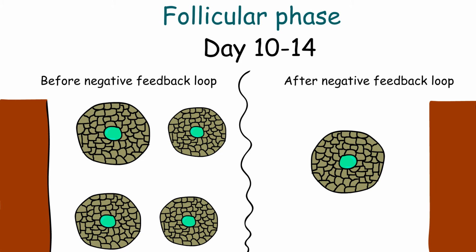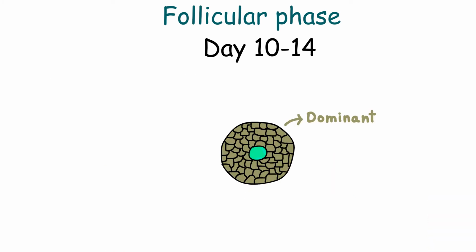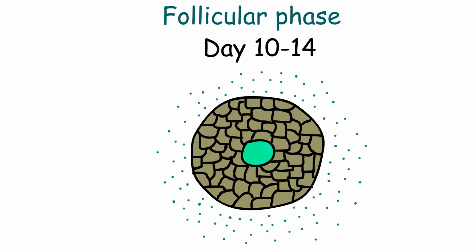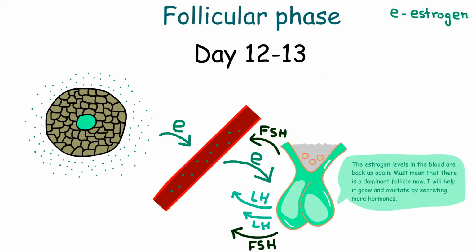But the one follicle with the highest number of receptors for the two hormones continues to grow and becomes the dominant follicle, which will eventually be the follicle that goes through ovulation. The dominant follicle continues to grow and produces estrogen, and this time it leads to a positive feedback loop. The increase in estrogen levels makes the pituitary gland more responsive to gonadotrophin-releasing hormone, which causes it to secrete a huge amount of FSH and LH into the bloodstream. This spike in the two hormones occurs a day or two before ovulation.